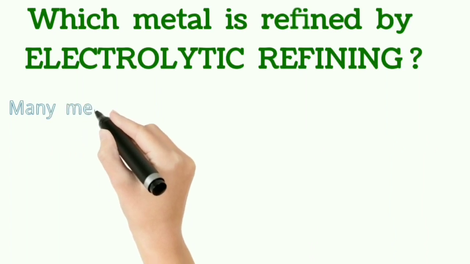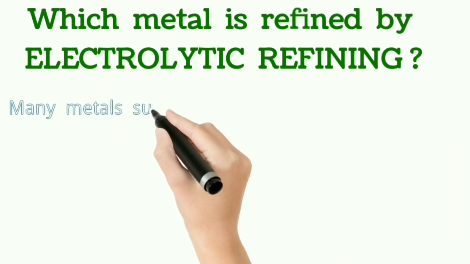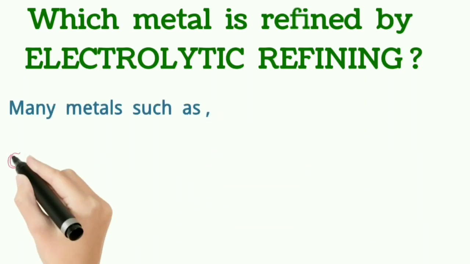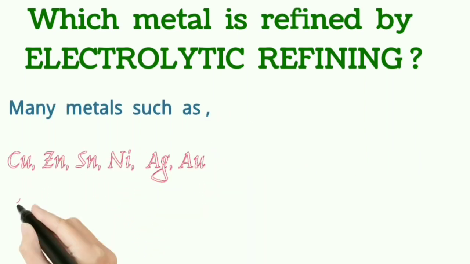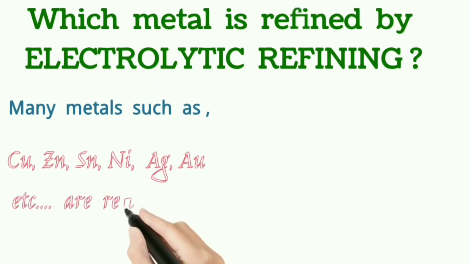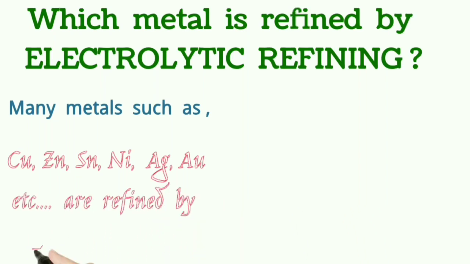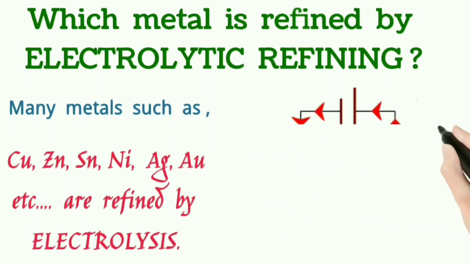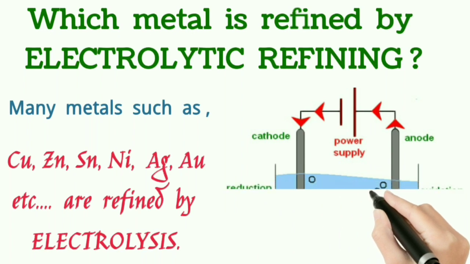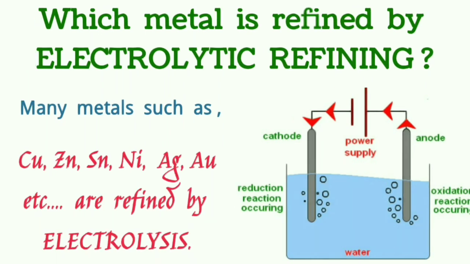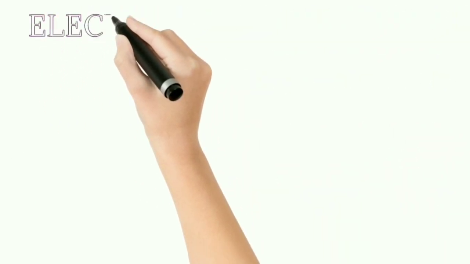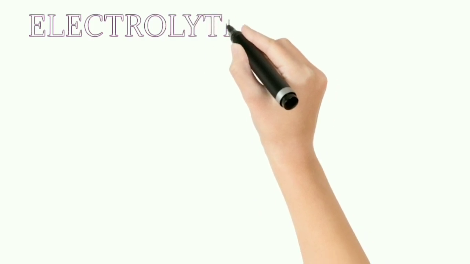So which metal is refined by the electrolytic refining? What are the metals we can refine by using this electrolytic refining process? என்ன மெட்டல்ஸ்லாம் பார்க்கலாமா? Many metals are there. So copper, zinc, tin, nickel, silver, gold, etc. are refined by the electrolysis process. Okay, in the electrolytic cell, first thing at cathode reduction reaction occurs and at anode oxidation reaction occurs.